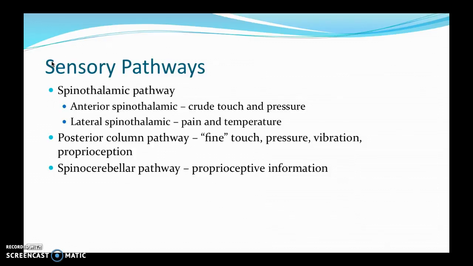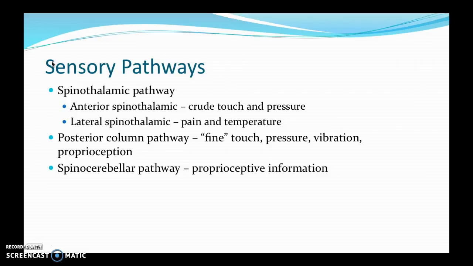There are three main sensory pathways: the spinothalamic, spinocerebellar, and posterior column pathways. Keep in mind that sensory pathways are ascending pathways. Sensations are going from the peripheral nerves to the central nervous system and up to the brain. The names of the spinothalamic and spinocerebellar give away which direction the fibers are traveling.